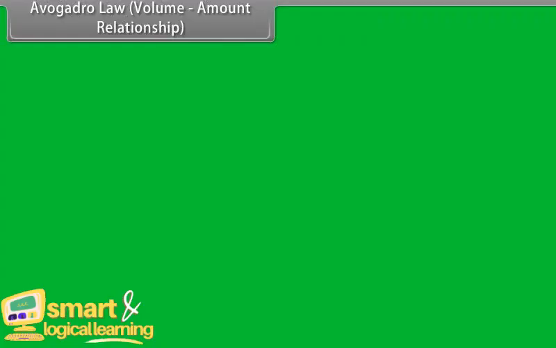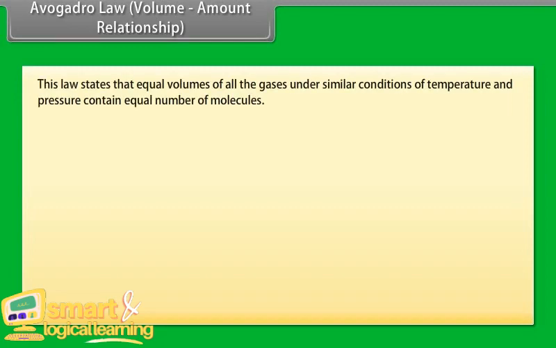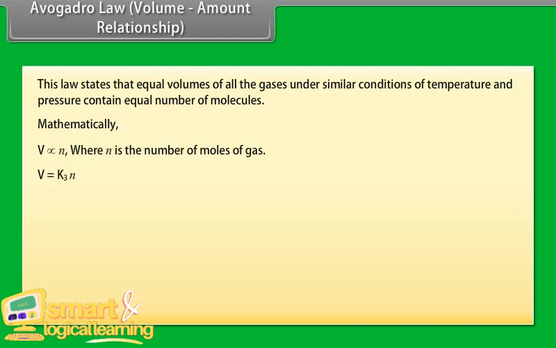Avogadro's law, volume-amount relationship. This law states that equal volumes of all the gases under similar conditions of temperature and pressure contain an equal number of molecules. Mathematically, volume is directly proportional to the number of moles of gas. V is equal to K3 n, where K3 is the constant of proportionality.